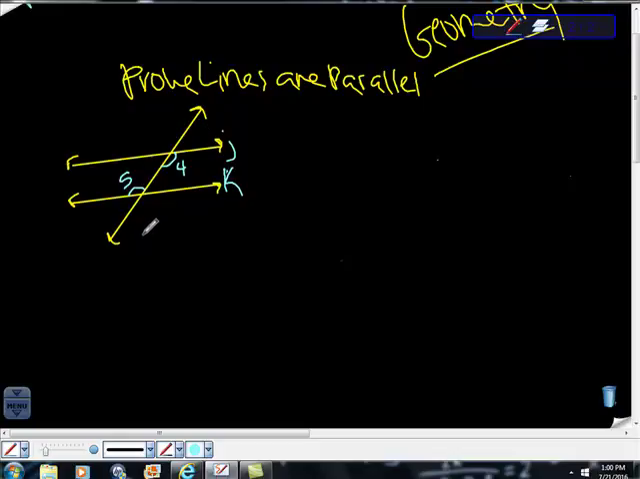So, since we know that's true, we can say that angle 4 is congruent to angle 5 because they are alternate interior angles. And if we can say that angle 4 is congruent to angle 5, we can also say that line J is parallel to line K.